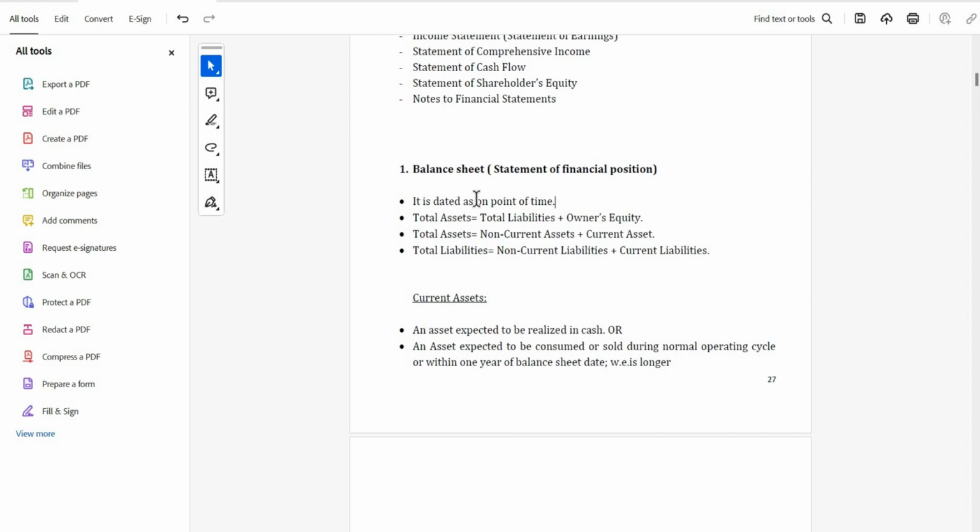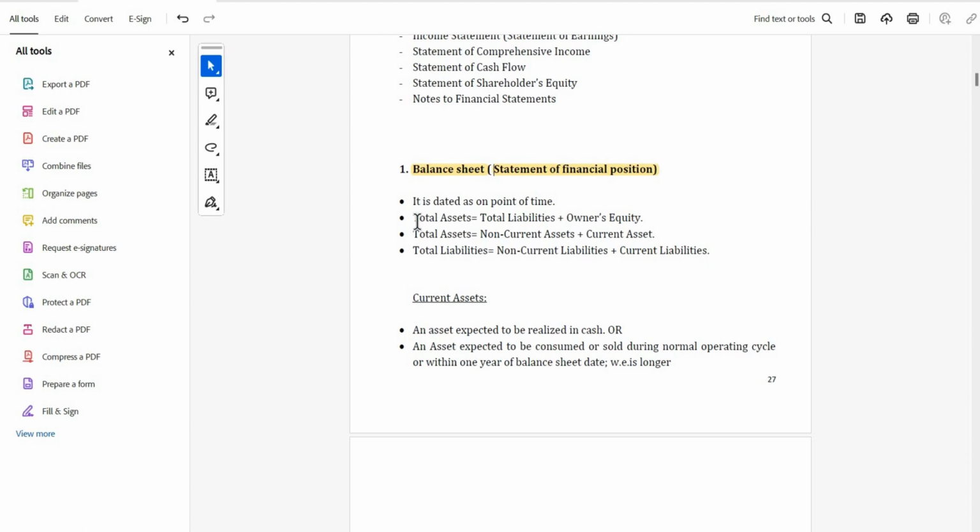So balance sheet, statement of financial position. In India we say balance sheet, but in USA they don't understand balance sheet, they say statement of financial position. Balance sheet is known as statement of financial position in USA. What is balance sheet actually? It is all the assets and liabilities on a particular date and a particular point of time. That is, we generally say balance sheet as on 31st December 2024. So balance sheet is on a particular date.